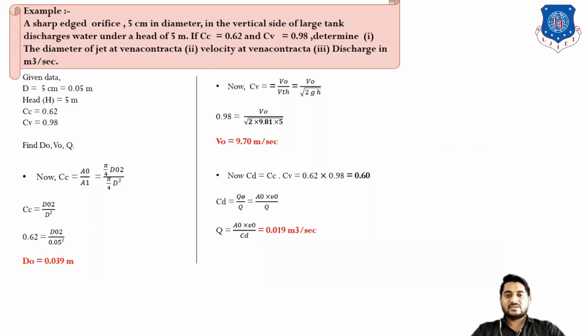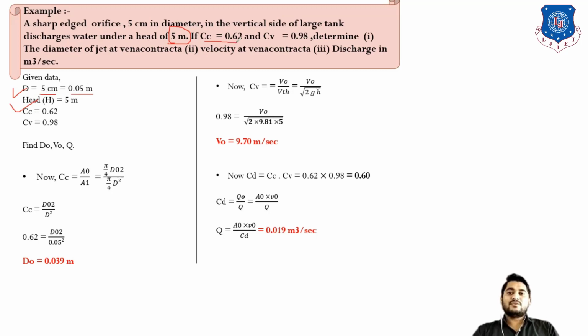So here in the given data, a sharp edge orifice with 5 centimeter diameter. So the diameter of the orifice D is equal to 5 centimeter. We have to convert it into SI unit. So 5 divided by 100, that is 0.05 meter. In the vertical side of the tank, the discharge of water level head is 5 meter. So head, that means capital H, is equal to 5 meter.